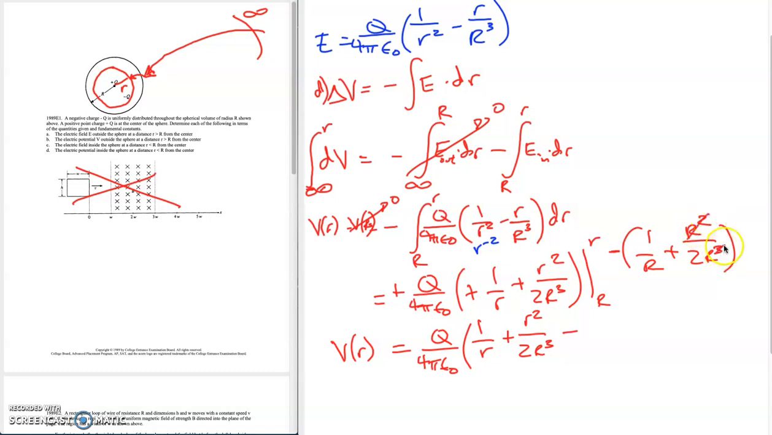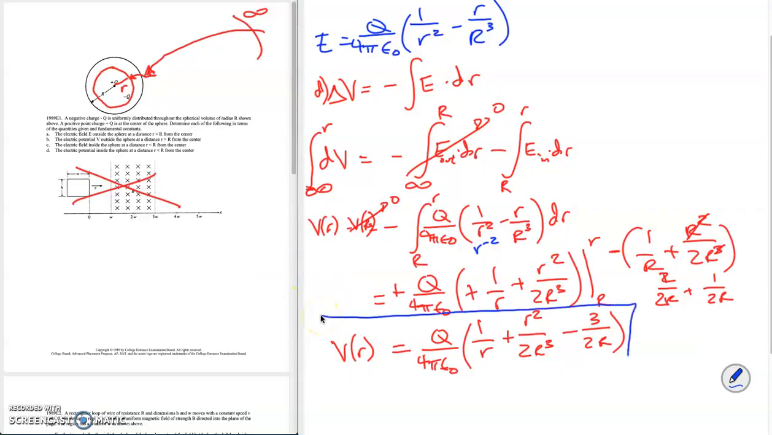And r squared over R cubed kills those guys, and we have 1 over r plus 1 over 2r. So that's 2 over 2r. That gets us 3 over 2r, so minus 3 over 2r. Here's our, essentially, constant for dealing with the fact that we're going to be stepping inside a sphere. All right, and that gets us our voltage inside the sphere as a function of how far I am from the center of the sphere.